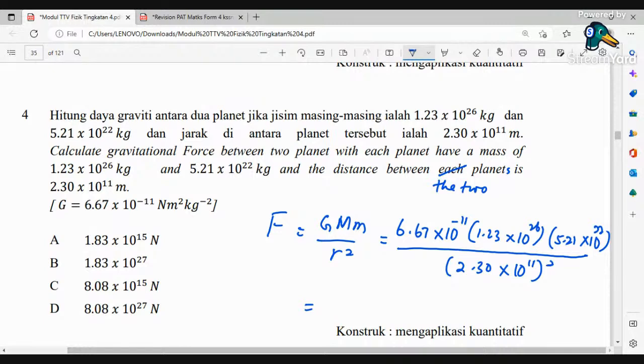So there is quite a lot you need to calculate. You just calculate for this one. Number 4, you should get the answer 8.80 times 10 to the power 15 Newton, C. Be careful with the calculation because it involves large numbers.